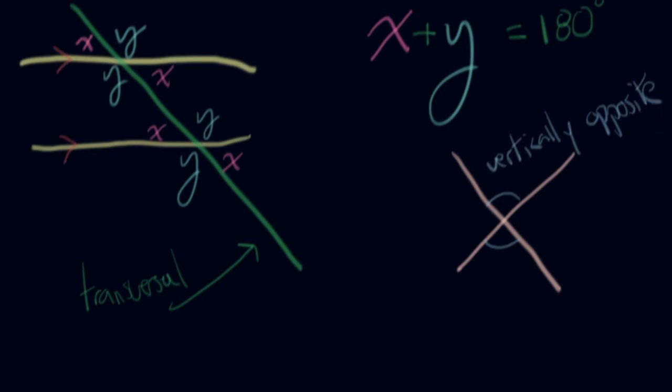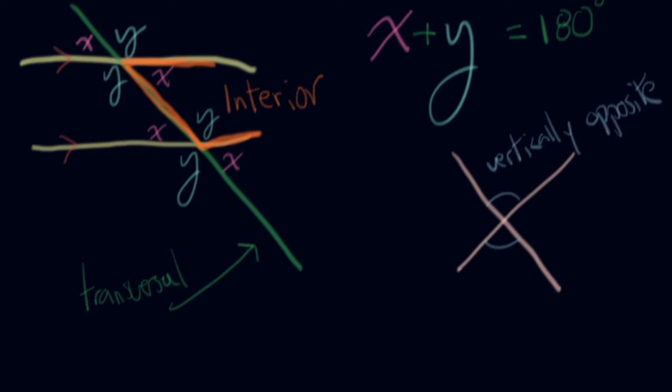And you're going to get some other really interesting things in this transversal. We're going to call these, so see, it kind of makes a hard C like that, interior angles. So those are interior angles on the same side of a transversal. And what does x plus y equal? 180. Well, that's pretty cool.